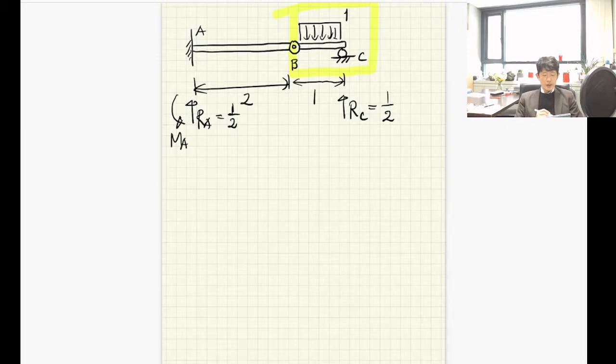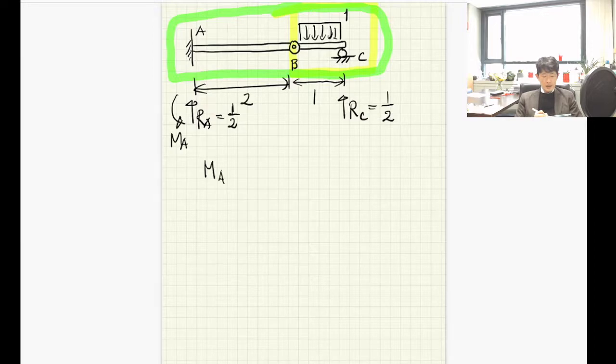Now let's check the moment equilibrium for the whole structure. So let's check the sum of moments, MA. If you choose the reference point at A, then the contribution of RA to the moment is equal to 0 because the arm length is equal to 0. And then plus the moment contribution of RC. The arm length is equal to 3 and the magnitude is equal to a half. So 3 times a half is 3 over 2.